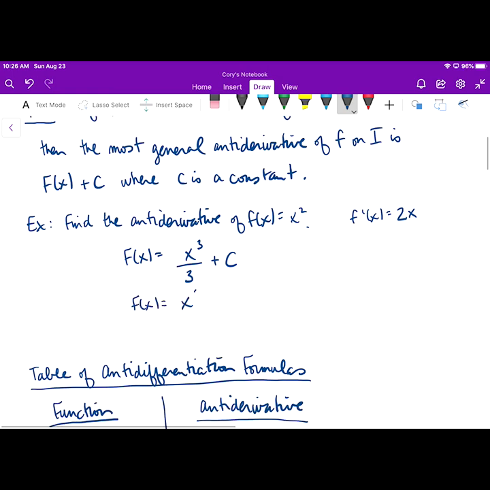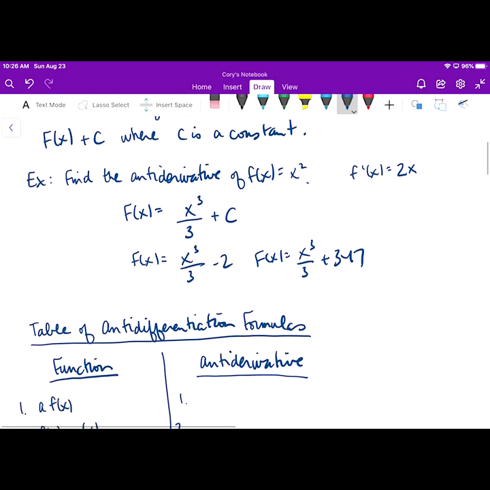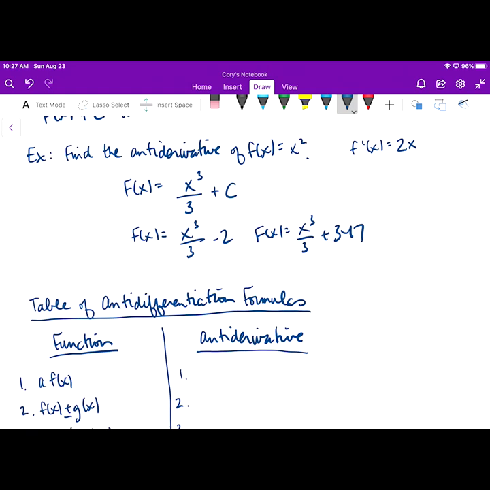Okay, so that is the most general antiderivative, but all of these functions here, like capital F of x equal to x cubed over 3 minus 2, that would be an antiderivative. Capital F of x equal to x cubed over 3 plus 347, that's going to be an antiderivative. So all the antiderivatives are going to look the same, but they're going to differ by the value of that constant. So to write a general antiderivative, we always add c to the end, where c can be any constant value. Okay, so that's an example of how we take an antiderivative.